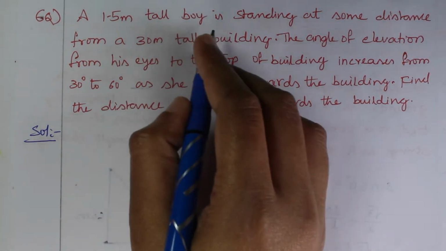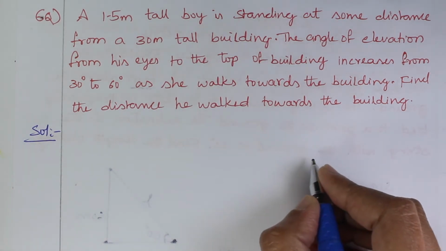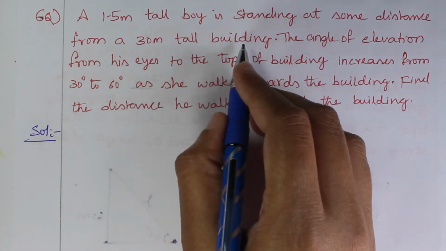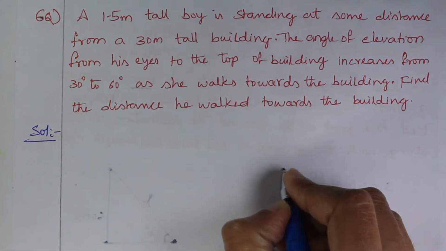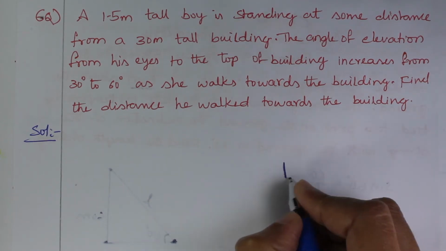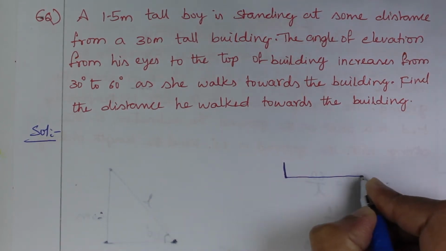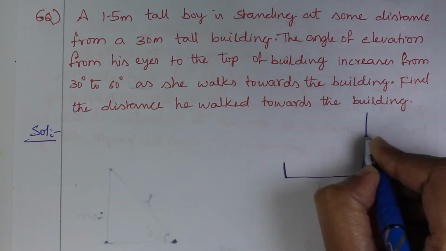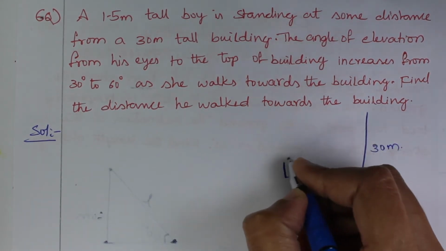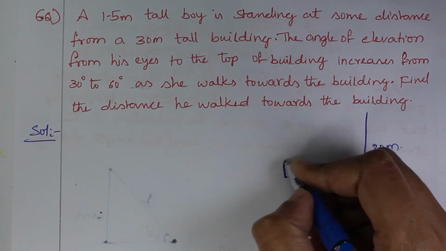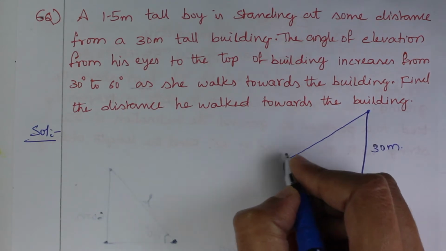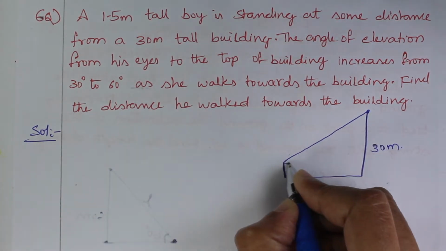Okay, there is a boy who is 1.5 meters tall. He is standing at some distance from a 30 meters tall building. So let us assume this boy to be 1.5 meters tall. And he is standing in front of a 30 meters tall building. This is a building 30 meters tall. This is 1.5 meters. And the angle of elevation he is making is 30 degrees.